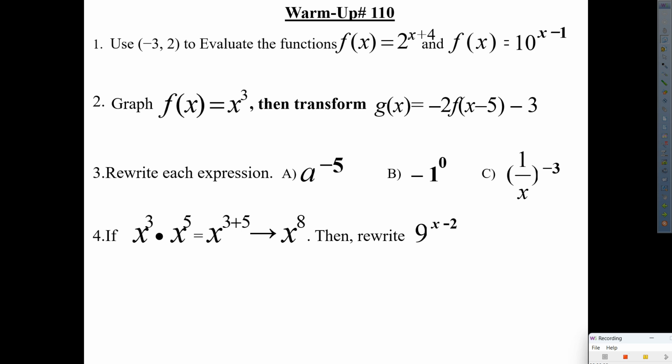And welcome back to another exciting day in mathematics. Whoop, whoop. Warm-up 110 is on the screen. Let's get started, please. Shouldn't take you long.